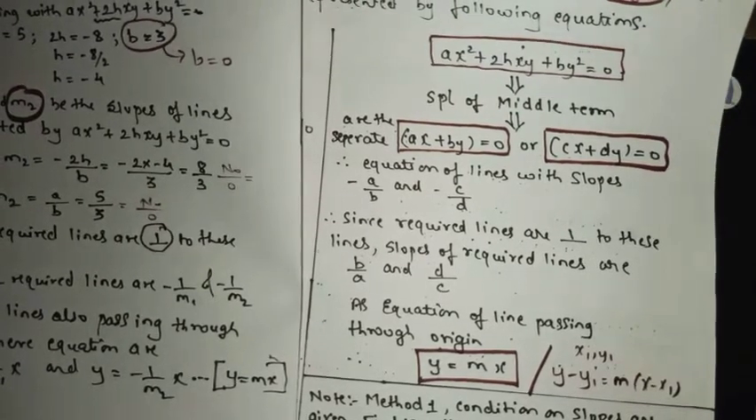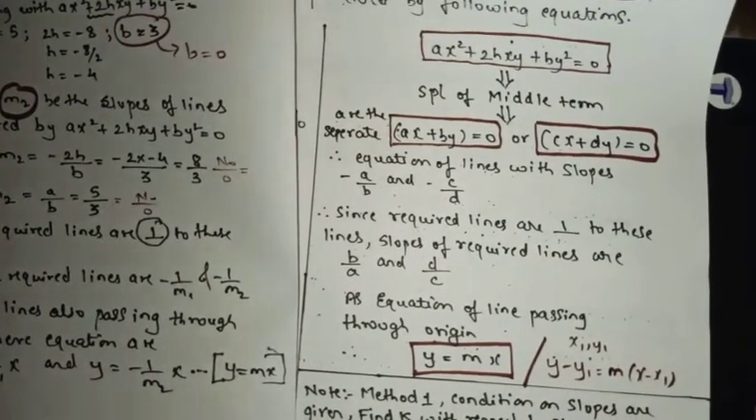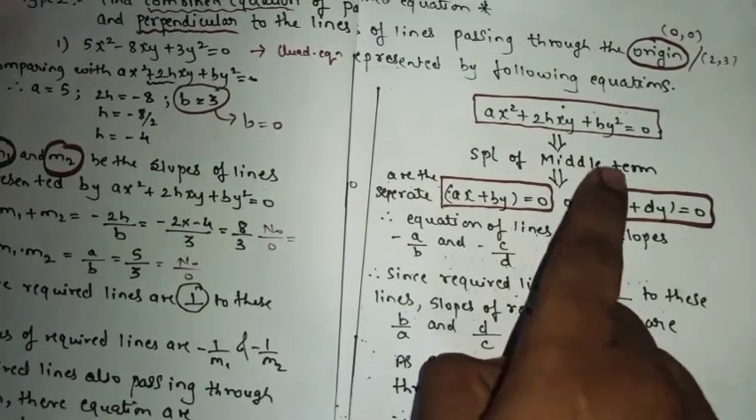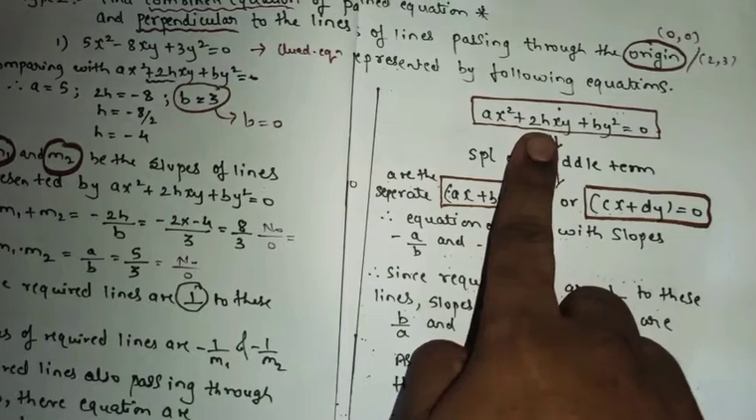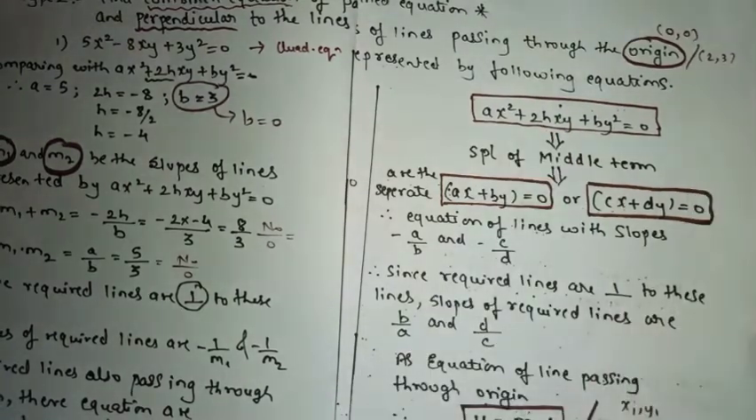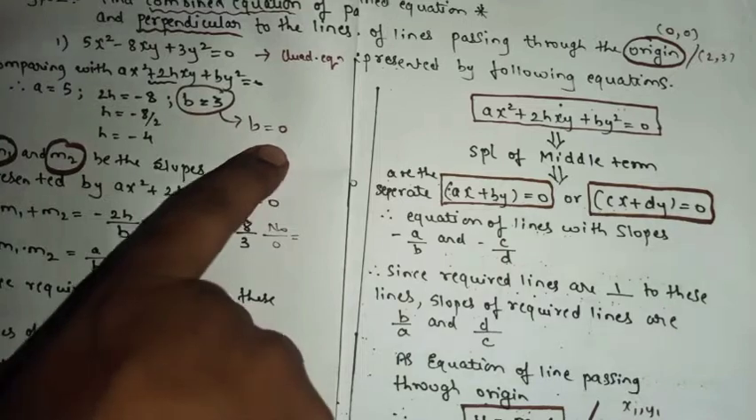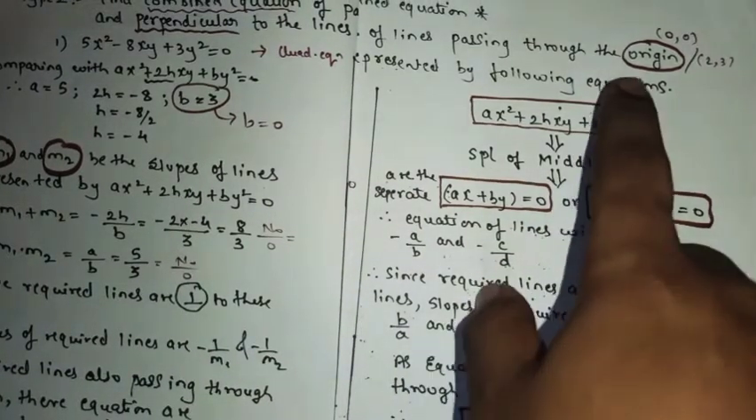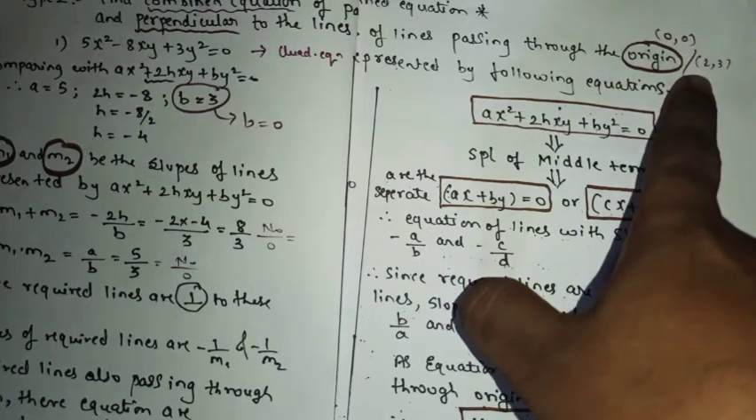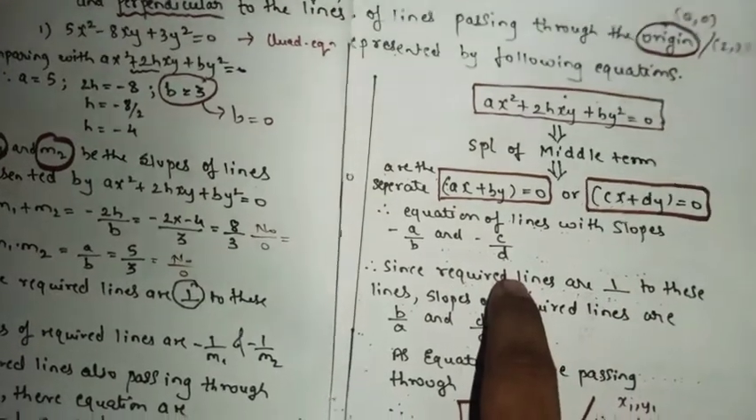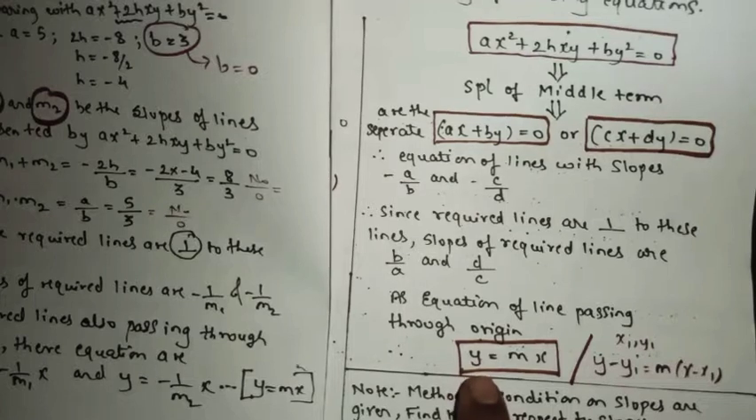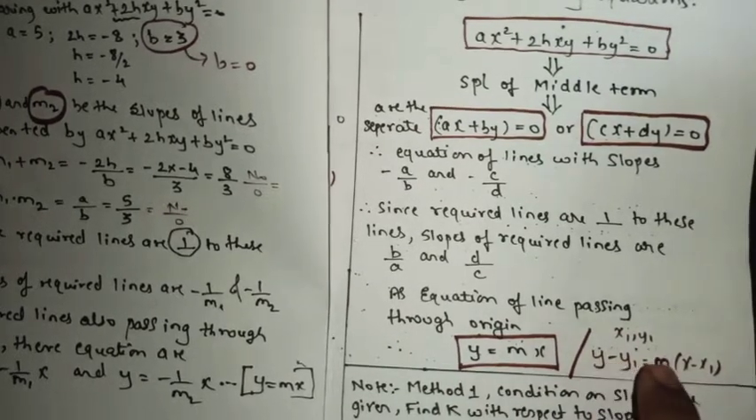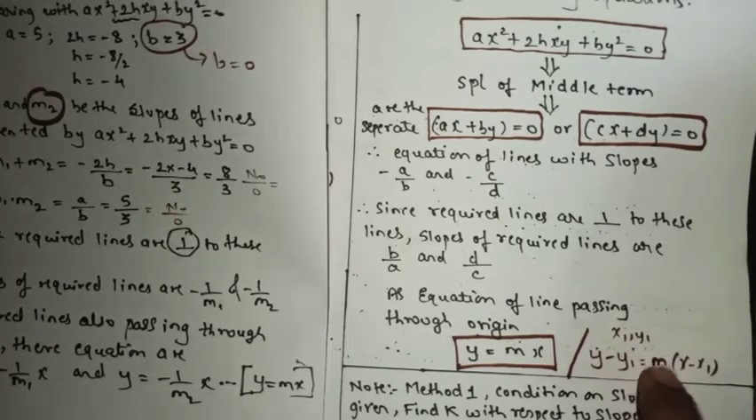Got the point? Okay, so remember there are 3 points which you have to keep in mind when applying method number 2. If the splitting of middle term is possible, we can apply method number 2. If the value of b is equal to 0, we can apply method number 2. Instead of passing through origin, if it is passing through x1 comma y1, still we can apply method number 2, but here the formula will change, as that formula is for passing through origin. When it is passing through a point, we have to apply the slope point form.